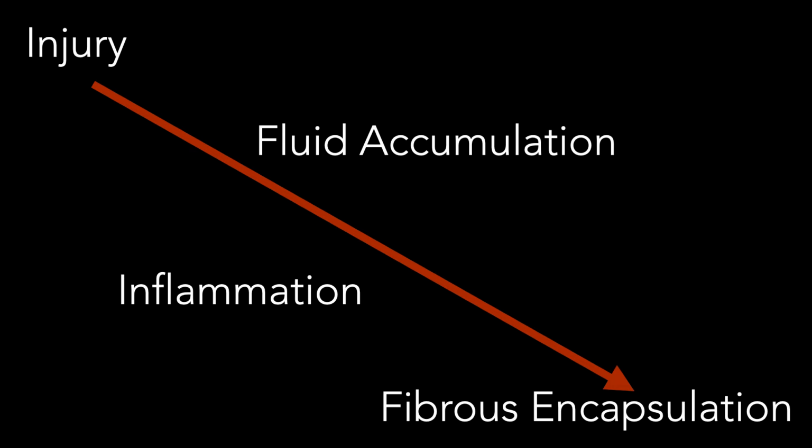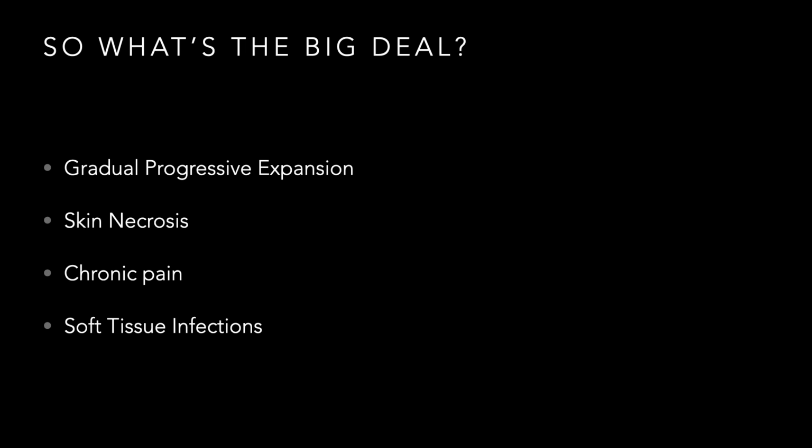The fact that you have this inflammatory cascade and this encapsulation means it's not good. But what really is the big deal here? Well, the big deal is, as you have this, you can have progressive expansion that can put pressure on the surrounding tissues, and you start getting fat necrosis, and eventually you get skin necrosis. And so you can have these chronic wounds that can develop.